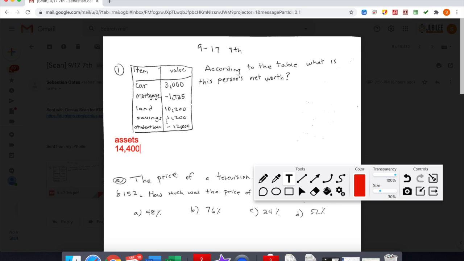So now we're going to add up all of the liabilities, all of the things that are going to cost this person money. So that's our student loans, and that's our mortgage. So our liabilities will cost them $13,725. So now what we have to do to find our net worth is find the difference between these two items. So we're going to take 14,400 and subtract 13,725.